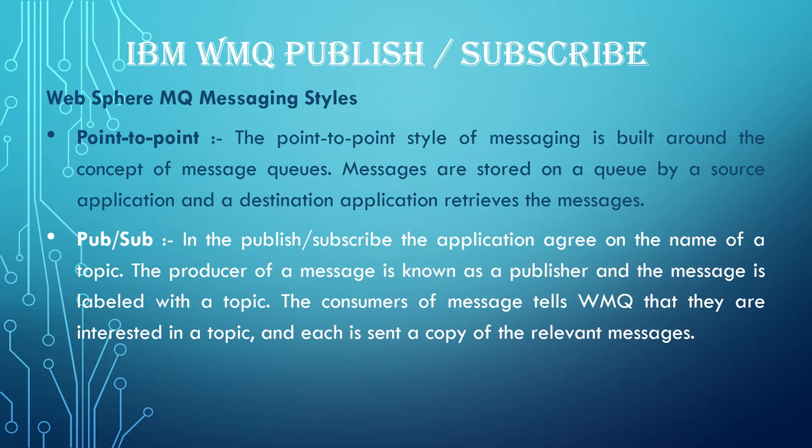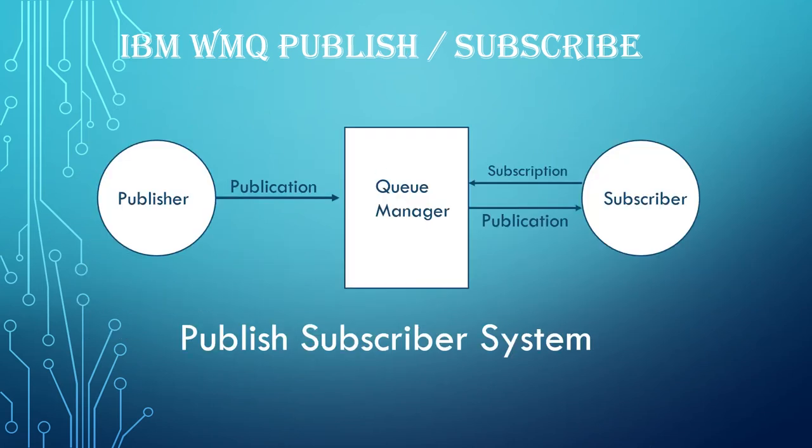Now, what is pub sub? In publish subscribe, the applications agree on the name of a topic. The producer of a message is known as a publisher and the message is labeled with a topic. Here topic is the main string in publish and subscribe. The consumers of a message tell WMQ that they are interested in a topic and each is sent a copy of the relevant messages.